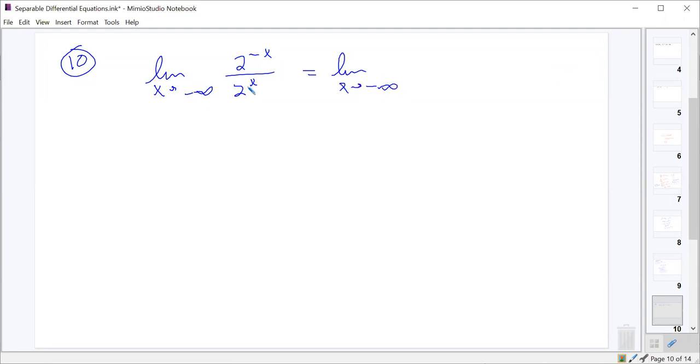You can bring the positive exponent up and make it a 2 to the negative 2x, or bring this one down and make this a 2 to the 2x in the denominator. Like I said, it doesn't matter. Just put it in the denominator, that way they're positive. Okay.